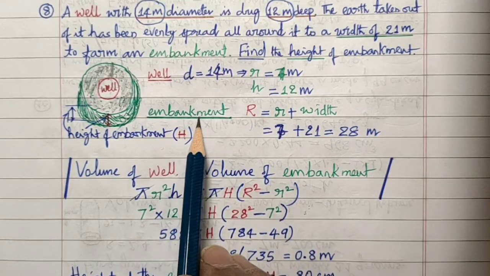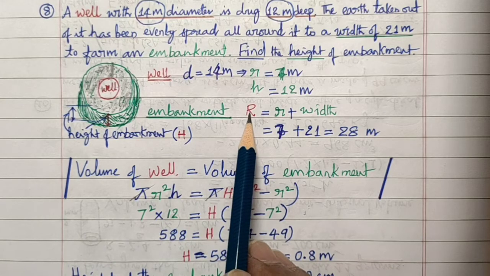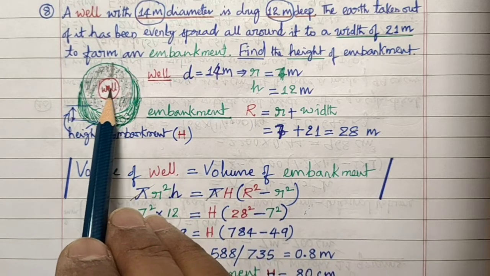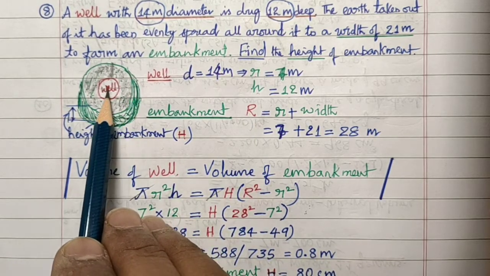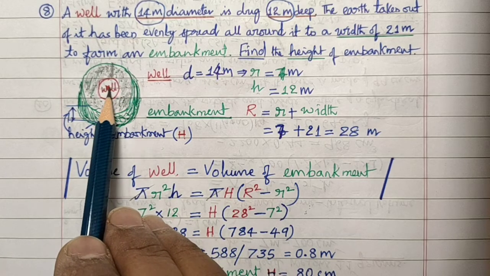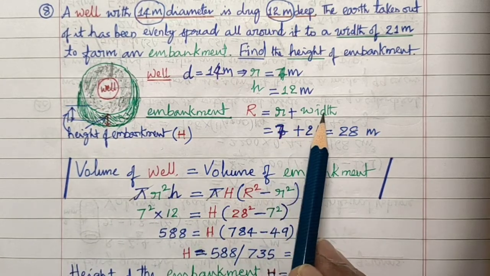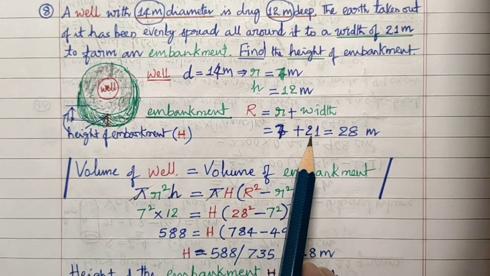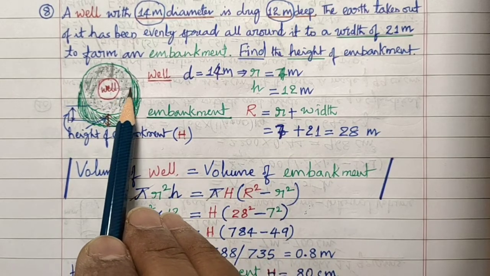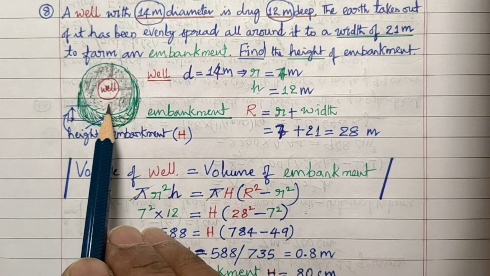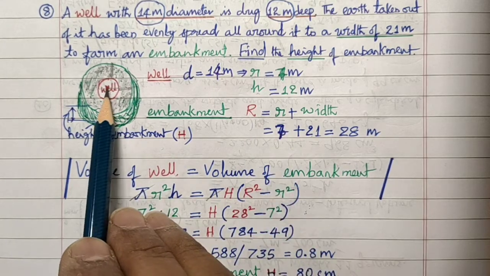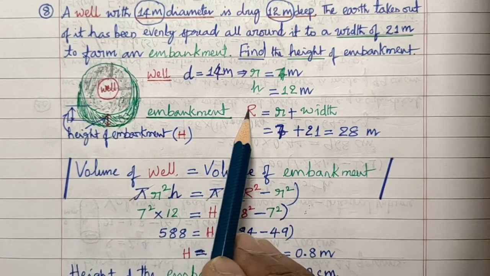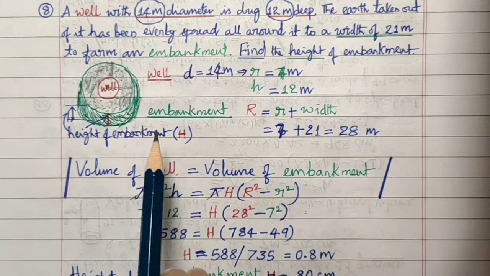Then for the embankment, the radius of this whole big thing, from here to here, is the radius of the well plus the width of the embankment, that is 7 plus 21. This 21 is the thickness of the embankment, and this 7 is the radius of the well. From here to here it will give big R, that is equal to 28 meters.